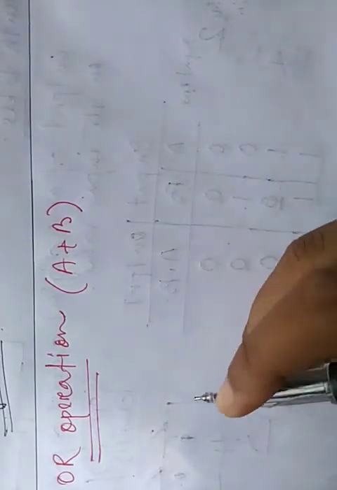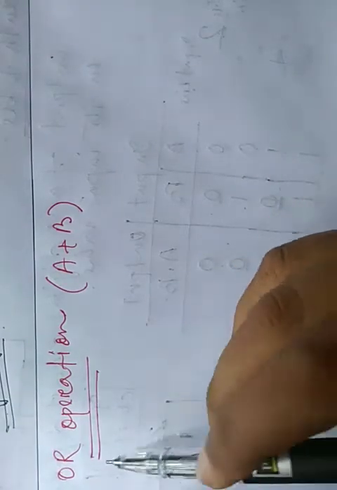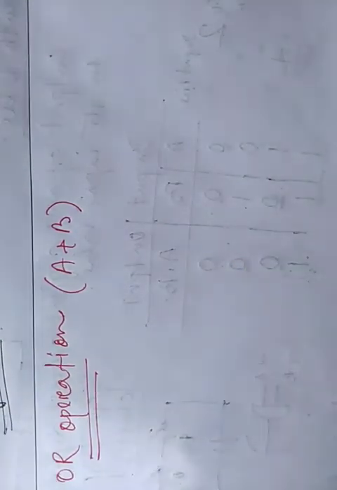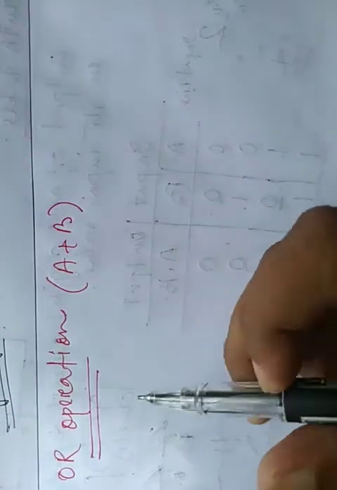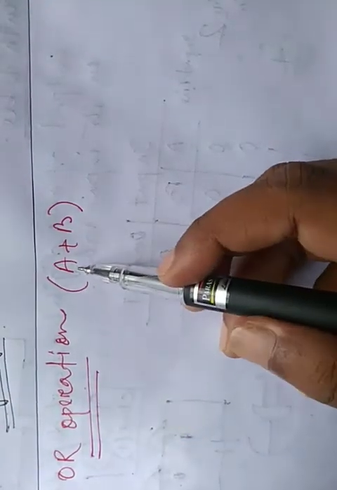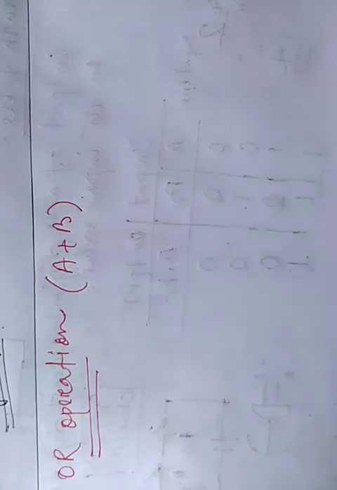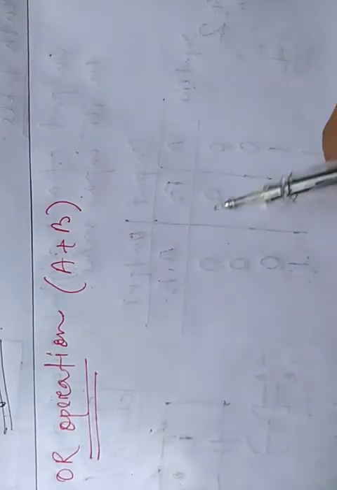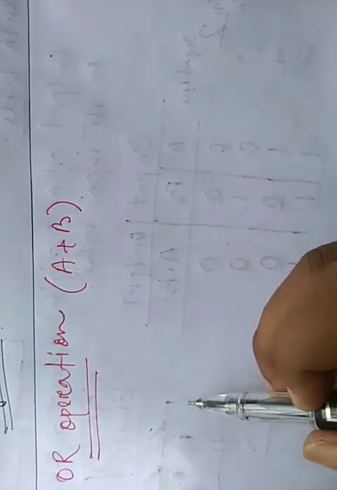Welcome students. In our previous video we have already learned how the AND operator works in Boolean algebra. Here we are going to learn about OR operation. In OR operation, a minimum of two variables are required, A plus B are required here.